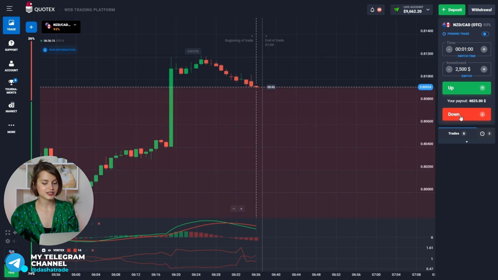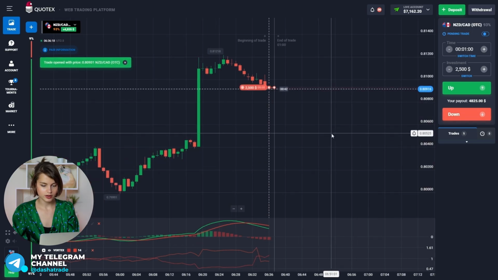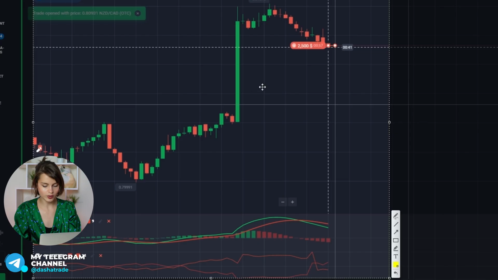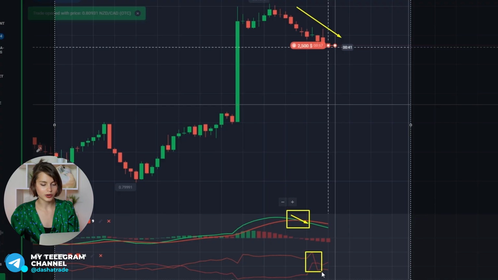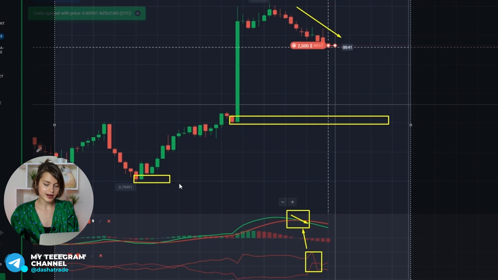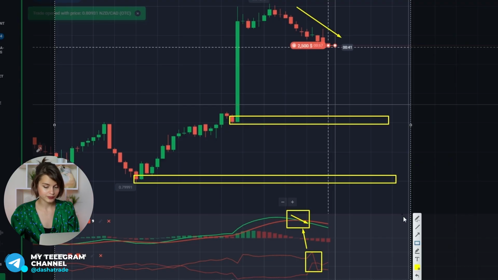So I found an entry point and opened a 1-minute deal to sell. Let's check what's up in this situation. We have an intersection on the MACD indicator. During this intersection, the green line crosses the red one from top to bottom, which is a signal for a downward movement. On Quotex, there is an intersection too, which also confirms the signal. As for confirmation factors, I can note that we have certain support levels at the bottom, which the price will most likely strive for. Also, the last approach of the price was accompanied by a great impulsive candle in favor of the seller.